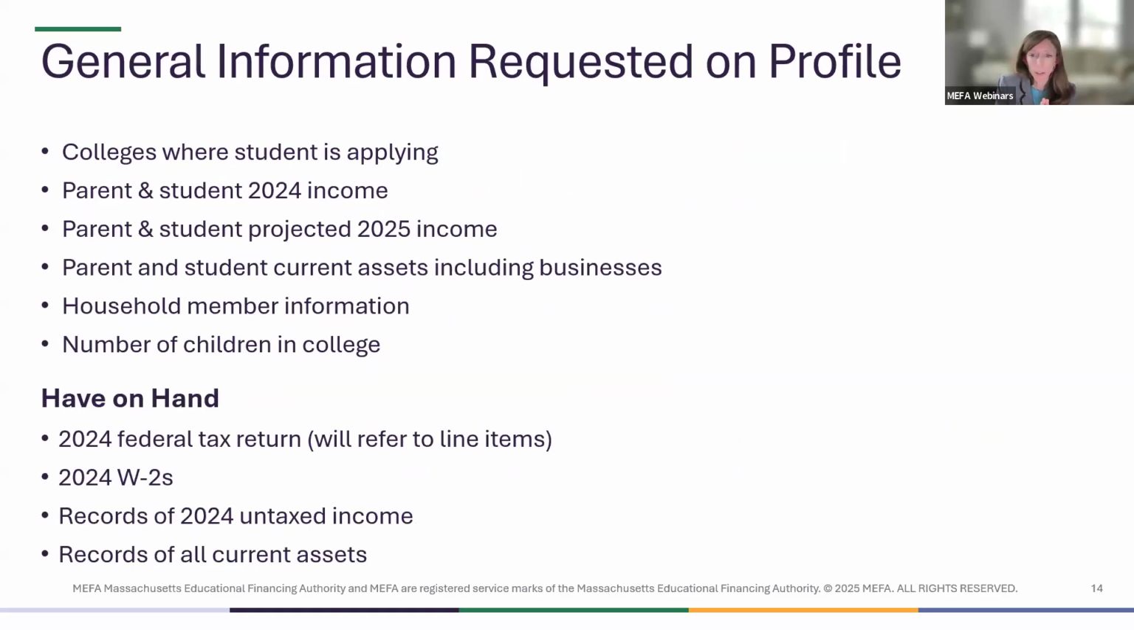Okay, so back to filling out the profile for all families. There's going to be some general information that is required. You're going to have to list the colleges where the student's applying, and you really just have to list the colleges that require the CSS profile. You're going to report income information for the parent and the student from 2024. So it's always 2 years prior, similar to the FAFSA. So you're filling out the 26-27 profile because that's the academic year that you're applying for financial aid for. So you go back 2 years to 2024.